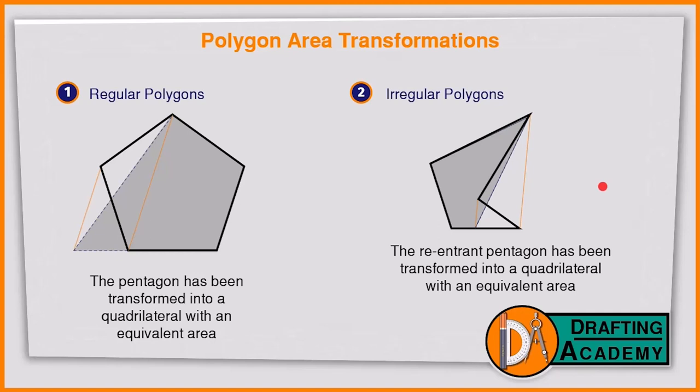After we have these quadrilaterals, we can convert them to either a triangle, rectangle, or square. With this information really understood, you won't really get confused when you start actually drawing these different types of area transformations.